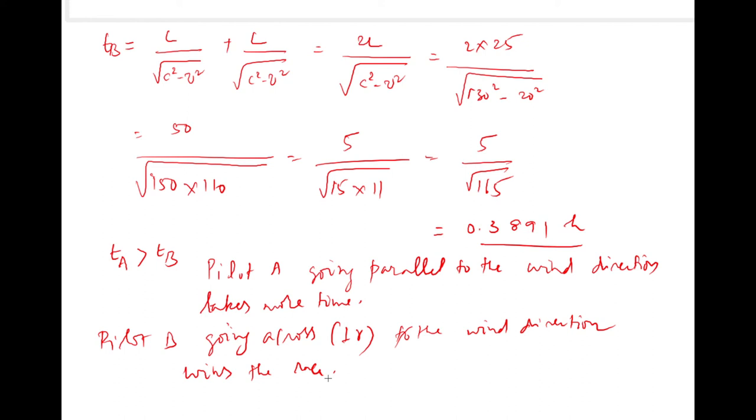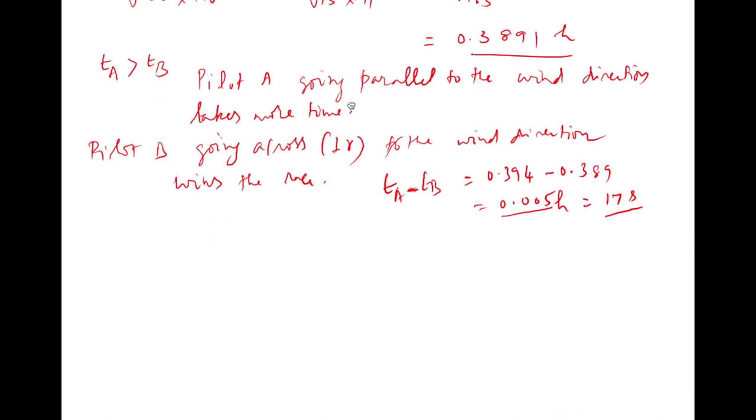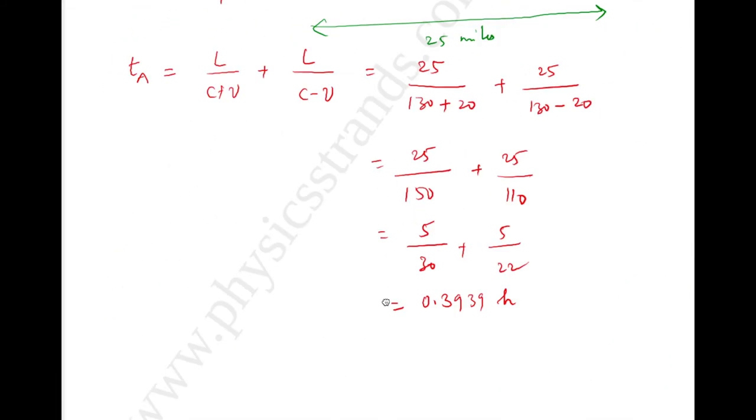By how much? That's the question, right? So the difference between the two times, that is TA minus TB, that would be 0.3939, let me say 0.394 minus 0.389, and that is roughly 0.05, let me say roughly, and this is in hours, right? So that would be about 17 seconds roughly. So the difference in times between the two pilots, the two airplanes, is 17.3 seconds.